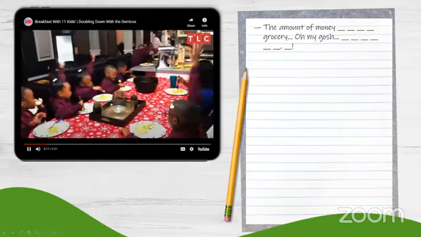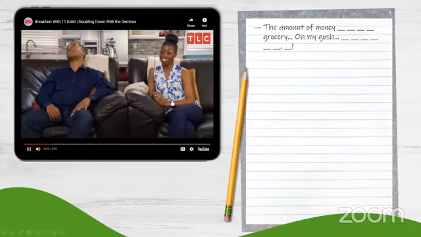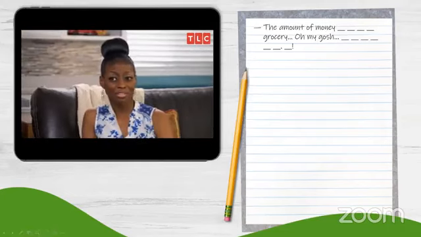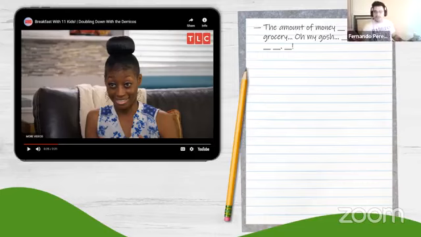Raise your hands. The amount of money that we spent on grocery, oh my gosh. 25 to 3,500 a month. Easy.